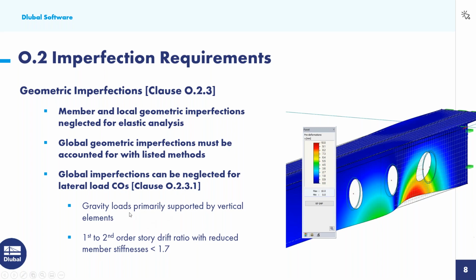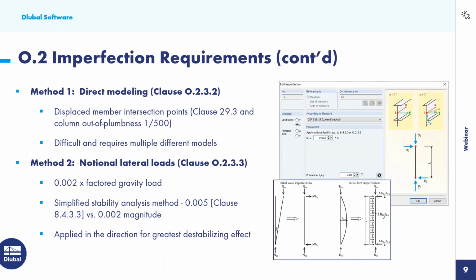The first is that we have gravity loads primarily supported by vertical elements. And the second criterion is that the first to second order story drift ratio with reduced member stiffnesses, which we'll get into in just a minute, is less than 1.7. If we meet all of this criteria, then we can forget about global imperfections. Now, let's say that we don't meet this criteria and we actually do need to apply the global imperfections. Well, there are one of two methods given within the clause, and the first is direct modeling.